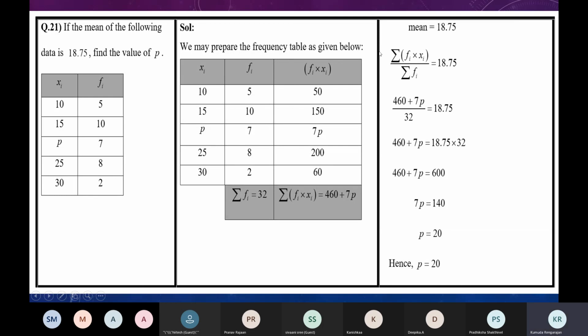Now write the formula. What is mean given to you? Mean is given to be 18.75. But how do you find mean? Sigma Fi Xi by sigma Fi is equal to 18.75. Now substitute the values. Sigma Fi Xi is this. Sigma Fi is this. Cross multiply. Solve and find the value of P.